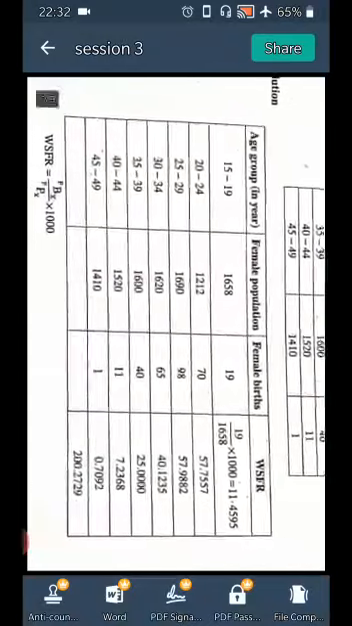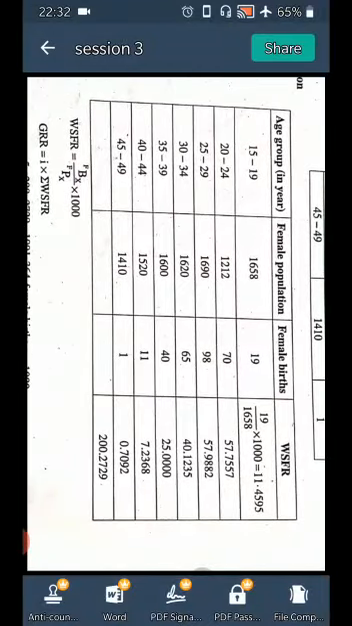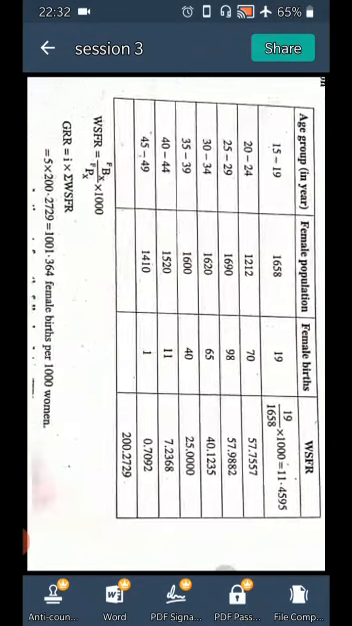How do we find this? The age group is written as it is, then we have the female population, then we have the female births. So what is the formula for GRR? It is I into summation WSFR. So first we need to calculate WSFR, that is the women's specific fertility rate, and that is calculated very simply, that is 19 divided by 1658 into 1000, which gives us 11.4595. Similarly, we'll be calculating all these WSFR for all the different age groups, and those values are mentioned here.